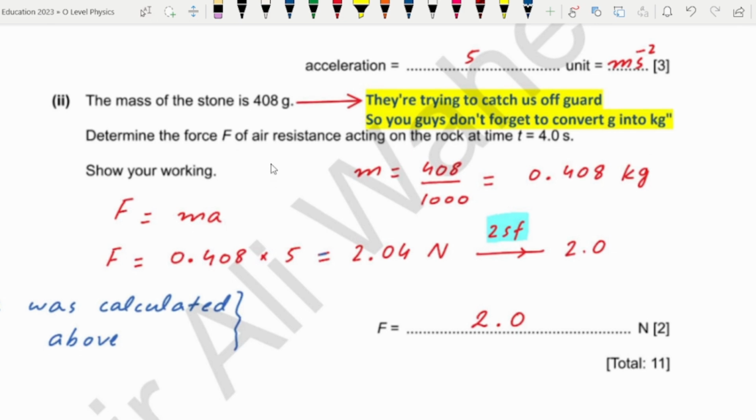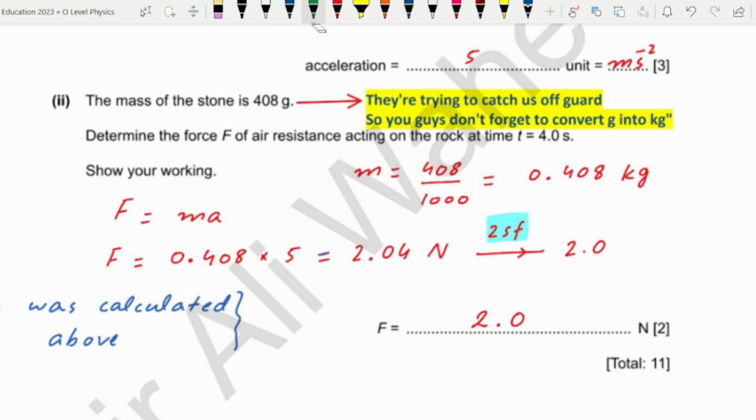Then we have the next one. The mass of the stone is 408 grams. Determine the force of the air resistance acting on the rock at t equals 4 seconds. What is the acceleration at this point? We just calculated it, so we do have the acceleration at 4 seconds also. We do have the value of a, we do have the value of m. We just hit it on the calculator, we multiply these two, and we get the answer.